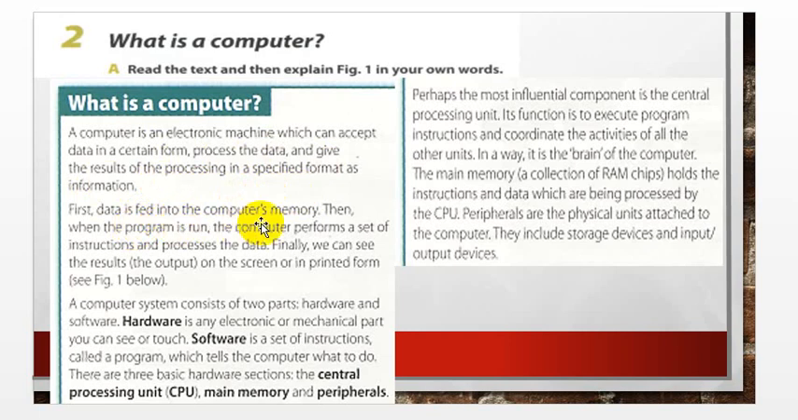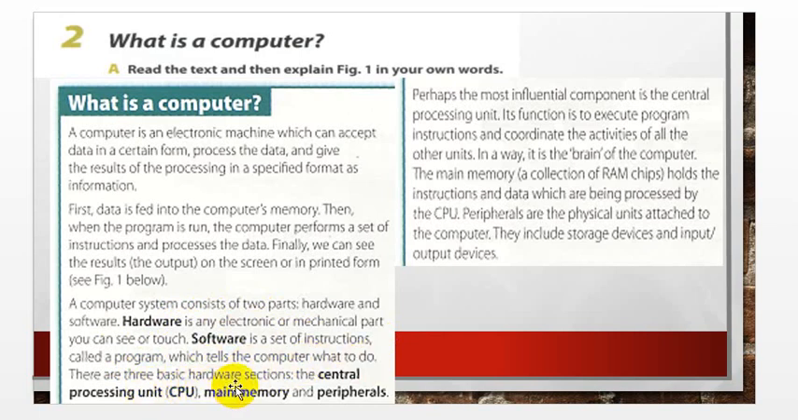First, data is fed into the computer memory. Then, when the program is run, the computer performs a set of instructions and processes the data. Finally, we can see the result. It means the output on the screen or in print form. See figure 1 below. A computer system consists of two parts, hardware and software. What is hardware? Hardware is an electronic or mechanical part you can see and touch. Software is a set of instructions called program, which tells the computer what to do.